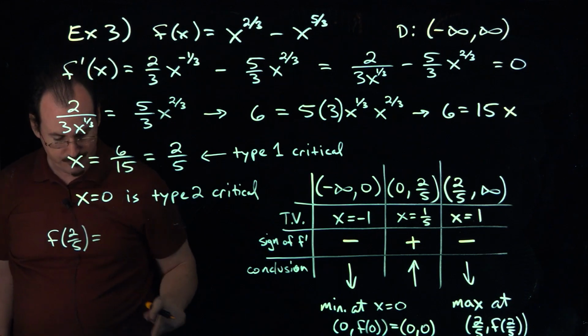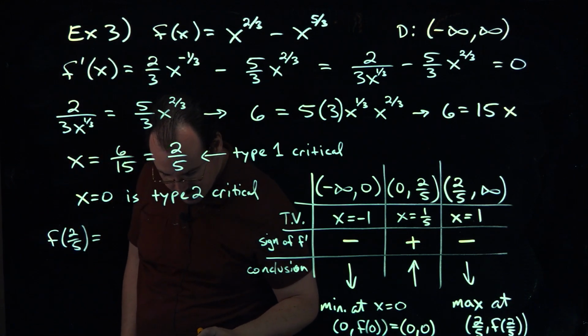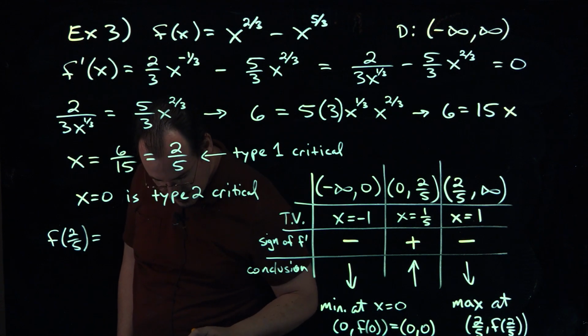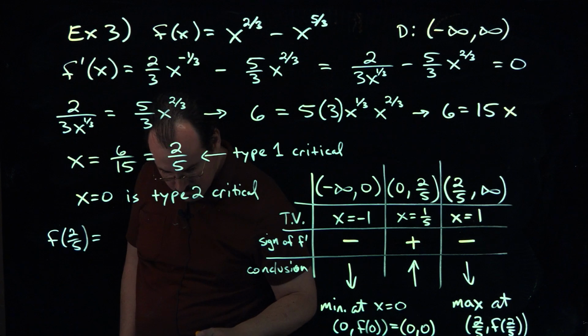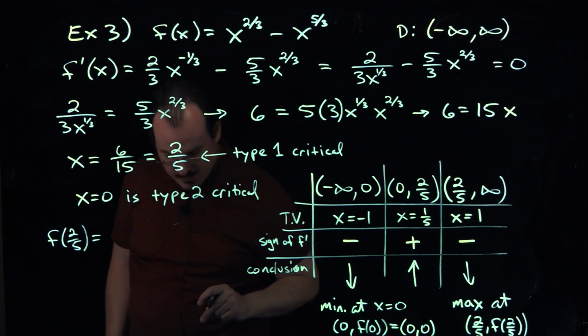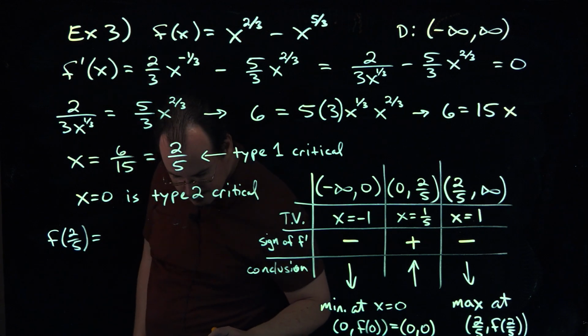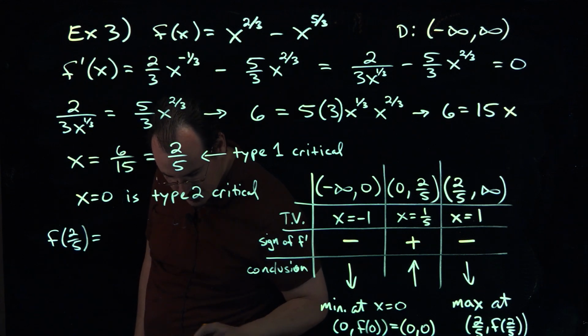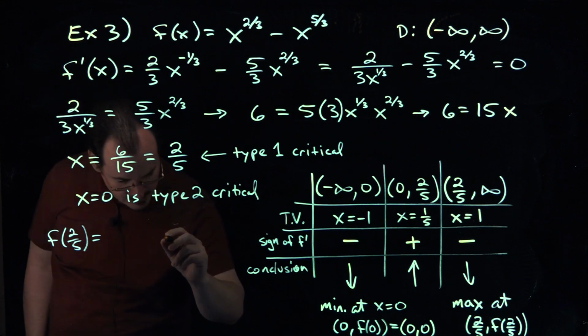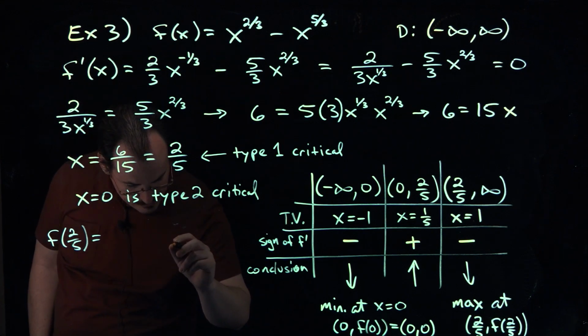So what is f of 2/5? Again, I've got this in my calculator, so I can just plug it in. Of course, you hopefully have a calculator as well. You can use that to figure out what these values are. Okay, this one actually ends up being a bit messy, so let me just do a decimal on this one. So we're going to get, for 2/5, 0.326.